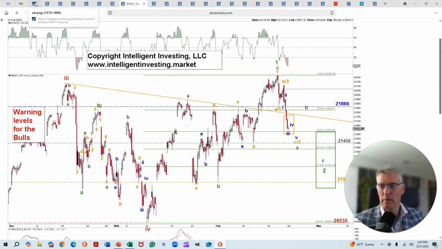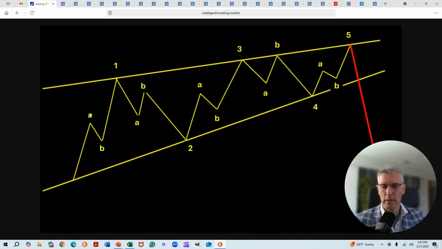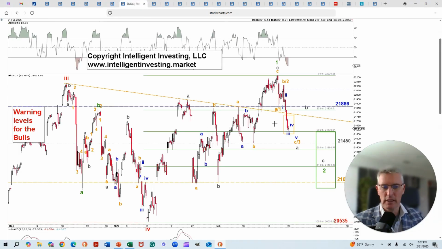Once again, remember that we have ABC for 1, ABC for 2. We're just further back in the progression of this ending diagonal. And we're going to complete the impulse C3, most likely for A, a bounce for B, and then C. So then this was ABC for 1, ABC for 2. We're going to get ABC for 3.